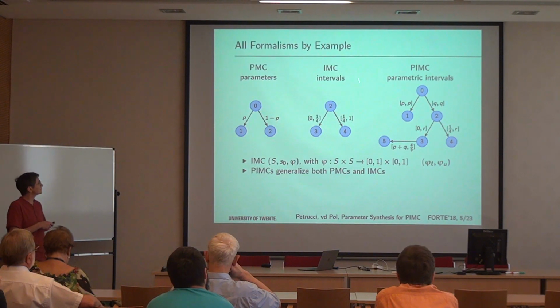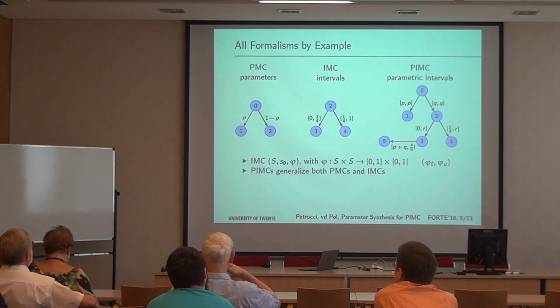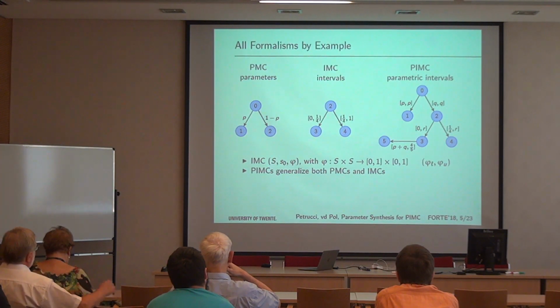You also have interval Markov chains, which have intervals but no parameters. Here you have a probability to go from 2 to 3 that is between 0 and 1/4, and a probability from 2 to 4 that is between 1/4 and 1. So, in fact the only solution would be to have 1/4 on the left side and 3/4 on the right. Well, no, it's not the only solution. You can have 0 and 1 and up to, yeah.